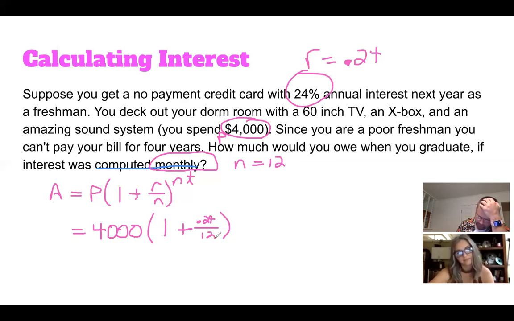But that would also be 12 up here, right? And this exponent is interesting because we're going to do N times T. T is the number of years, which I think is 4 years. We're going to assume you graduate on time. What that exponent is actually finding is the number of times that they're going to make you pay interest. And so the 12 times 4 is telling you that they're going to charge you interest 90.